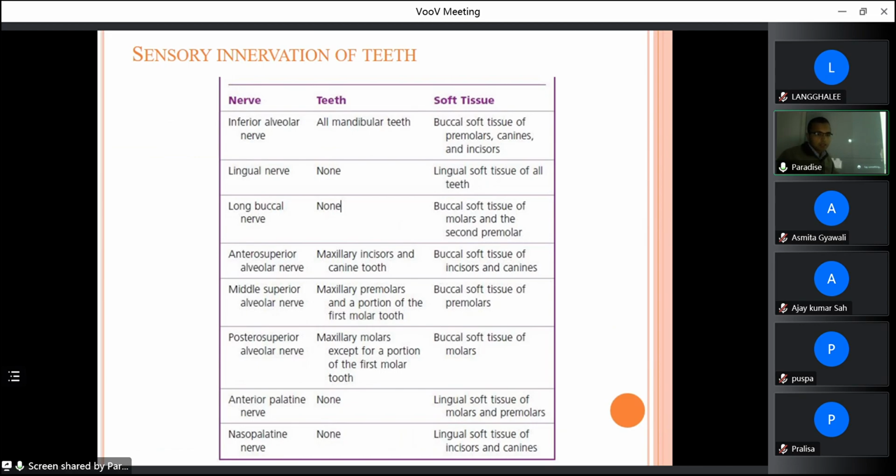Similarly, in case of maxilla, the anterior teeth are supplied by the anterior superior alveolar nerve. Premolars are supplied by the middle superior alveolar nerve. If it is absent, then they are also supplied by the ASA. In case of posterior molar teeth, they are supplied by PSA.